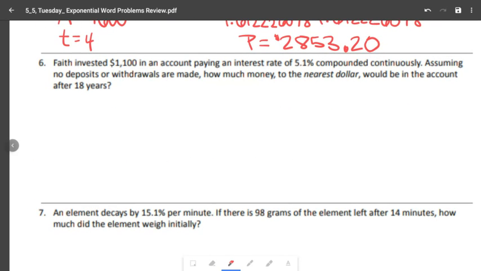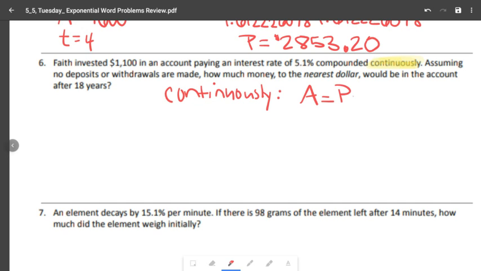Question 6. Faith invested $1,100 in an account paying an interest rate of 5.1% compounded continuously. Assuming no deposits or withdrawals are made, how much money to the nearest dollar would be in the account after 18 years? So again, first keyword that we're going to go through is the word continuously. Is it there? It is. So we're stopping on the first formula from the table already.